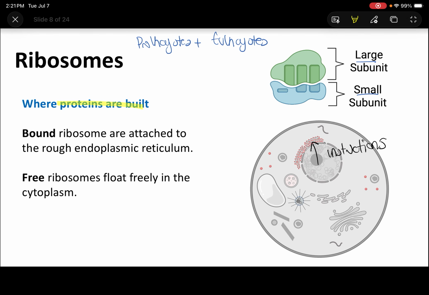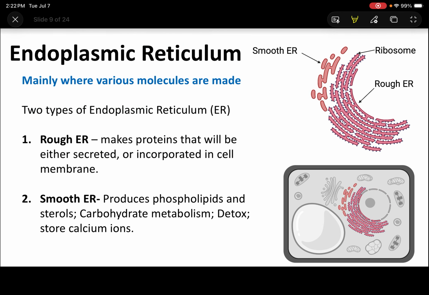There are two major types of ribosomes that we see in a eukaryotic cell. The first are ribosomes attached to the rough endoplasmic reticulum. Then there are also free ribosomes that float in the cytoplasm, which is the liquid inside of a cell. So there are two major groups, some on the rough endoplasmic reticulum, some floating more freely in the cytoplasm. Let's talk a little more about this endoplasmic reticulum.